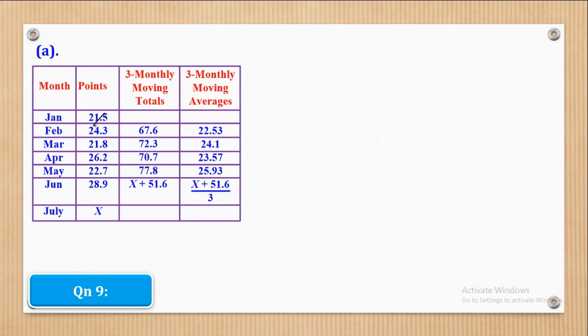So you have worked with this, this, this, and this. Next is to add all these 3. This plus this will give you 51.6, plus x, to get x plus 51.6. Then when I divide by 3, I'll come up with (x plus 51.6) over 3. So basically that is our table for part A, and when you do it, you'll have got yourself the 6 marks.